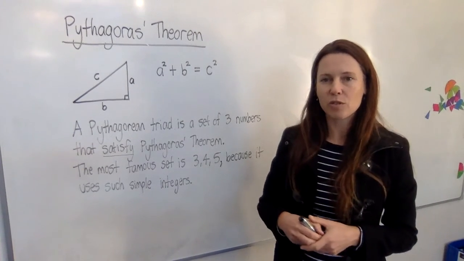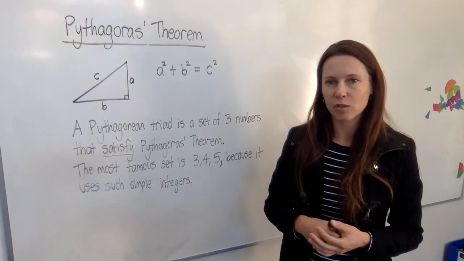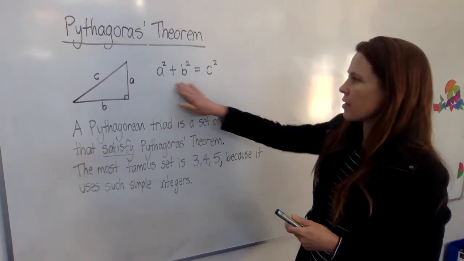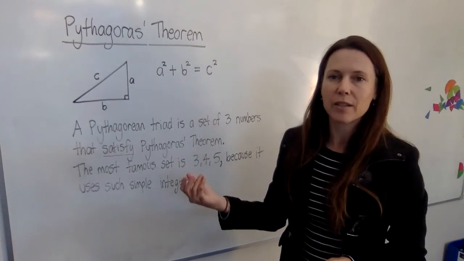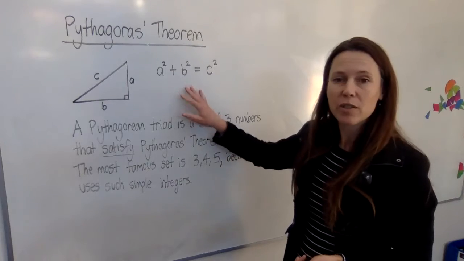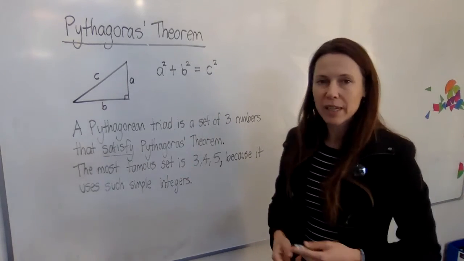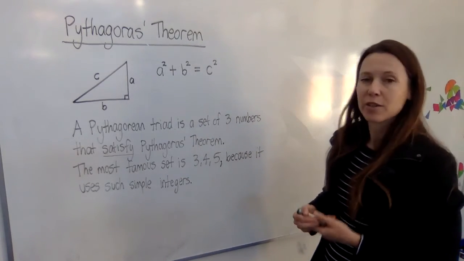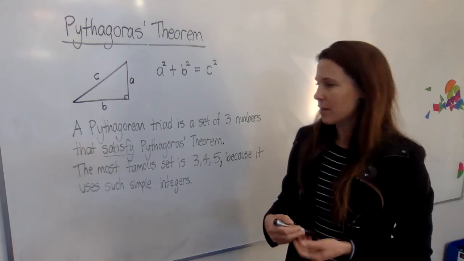Pythagoras' theorem is used to find unknown lengths in a right-angled triangle. So basically, using this theorem, if you know any two sides of a right-angled triangle, you can always use this to find the third side. But before we get to that, today we're just looking at Pythagorean triads to see if we can identify some.